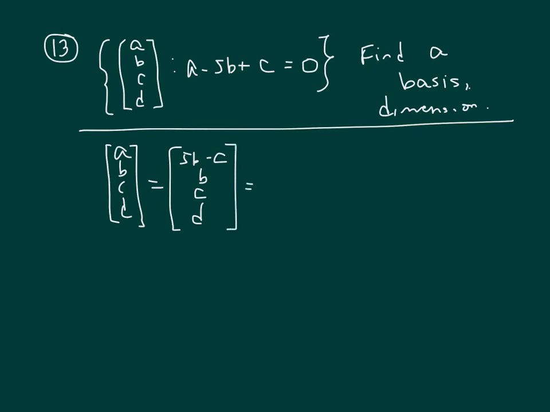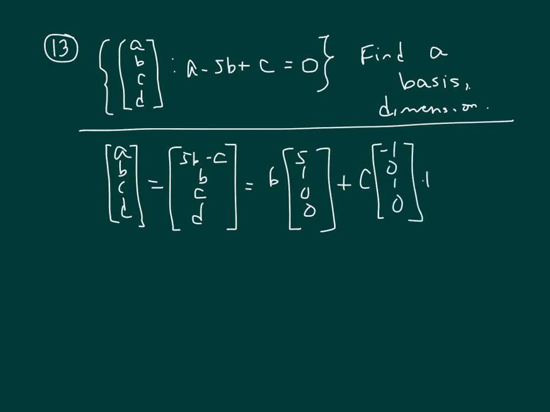And what we do is just say, okay, all vectors can be written as b times the vector (5, 1, 0, 0), plus c times the vector (negative 1, 0, 1, 0), plus d times the vector (0, 0, 0, 1). So we have 3 free variables. That means that our dimension is also equal to 3. And our basis would be just consisting of those 3 vectors.